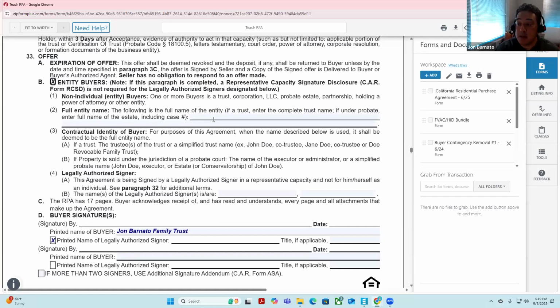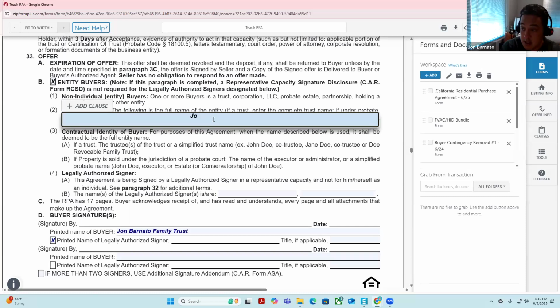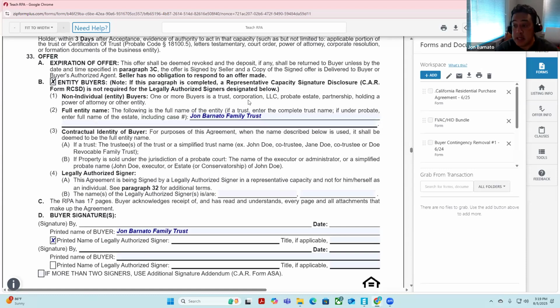If your buyer is an entity, it would be like this: John Barnato Family Trust. It asks what's the entity's name. So if it's a trust or an LLC, you put the full name there. And then down here, it asks who's the legal signer? John Barnato. Does that make sense? If they're not an entity buyer, don't check the box. You don't have to do that. But if you are, you need to put those things in.